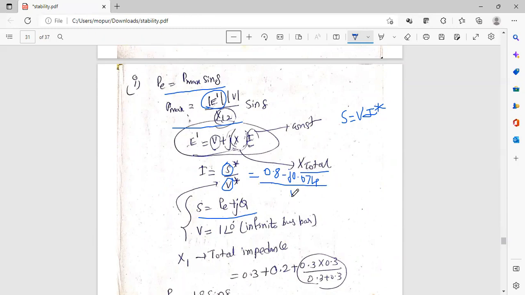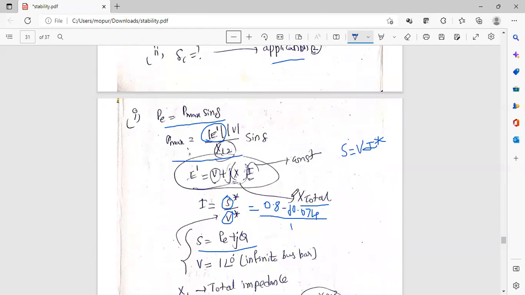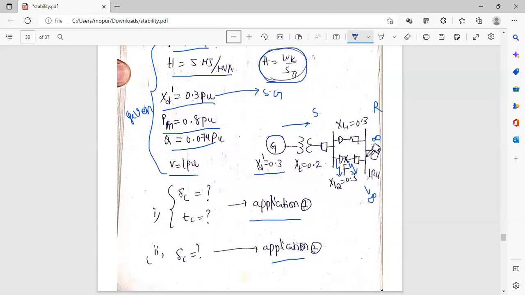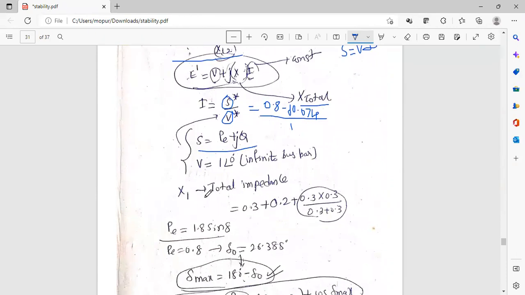Now X1 is the total impedance before fault. Whenever we are solving for before fault, we should take the total impedance, that is 0.3 plus 0.2 plus the parallel combination of these two transmission line impedances. That will give you the total impedance. So X1 is equal to 0.3 plus 0.2 plus the parallel combination, which if you solve, you will get as 0.65.